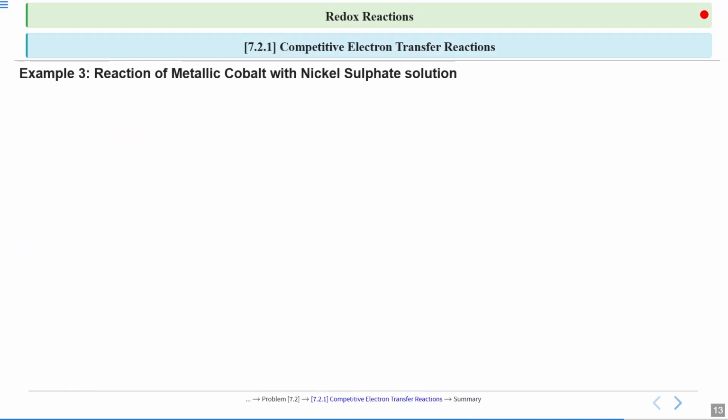So now in this example 3, there is the reaction of metallic cobalt and nickel sulfate solution. So what happens between the metallic cobalt and nickel sulfate solution? The cobalt and Ni2+ react with each other, and cobalt is converted into Co2+, while the Ni2+ gets converted to nickel. That means the cobalt has lost 2 electrons, which have been gained by the Ni2+ and converted into nickel. That means there is loss and gain of 2 electrons taking place simultaneously in the reaction.